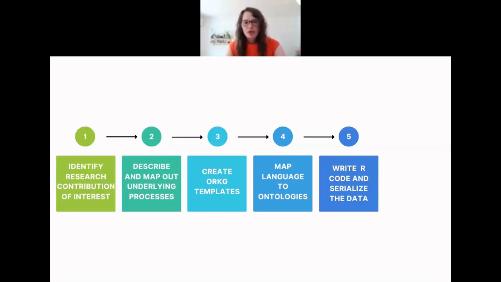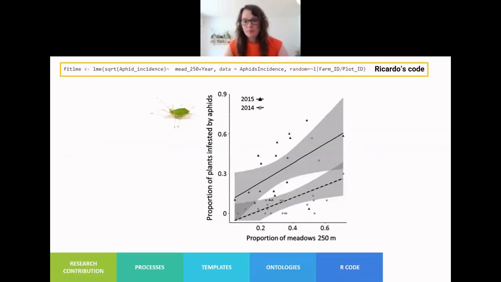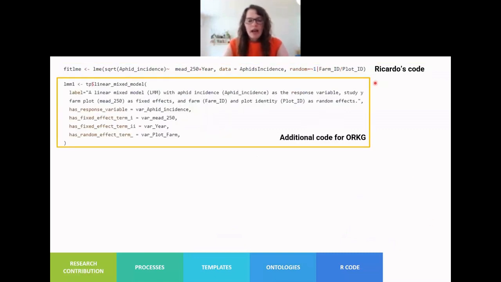And as I mentioned before, you'll see how this process really only requires adding a few lines of code to the existing script that you already produced to do the analyses and the figures in your paper. So for example, here we have the R code that Ricardo originally wrote to create the linear mixed model that was used to describe the trends in this figure that we saw previously. And now we add a few lines of code shown in this box that will ingest the description of this linear mixed model into the ORKG in a structured and machine-readable format.